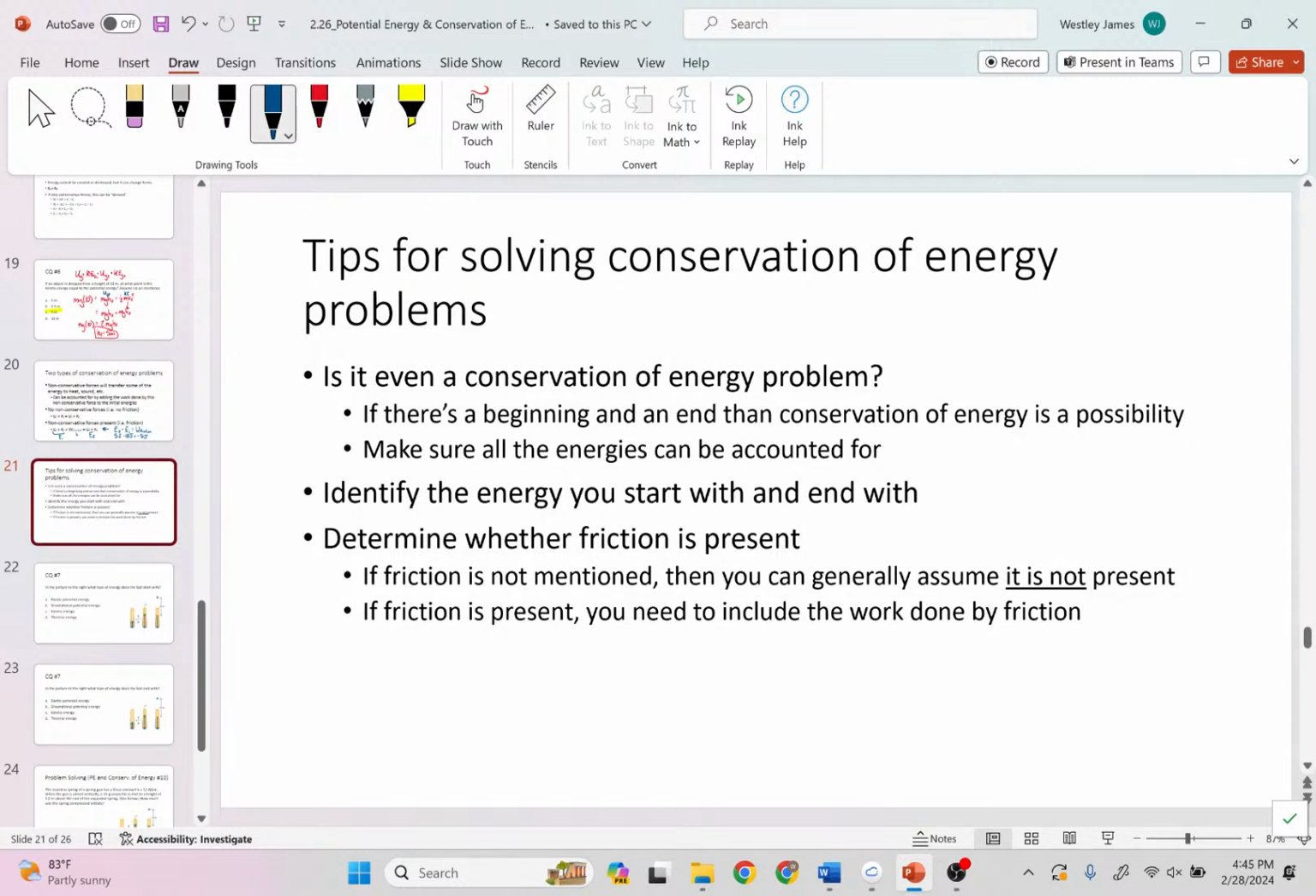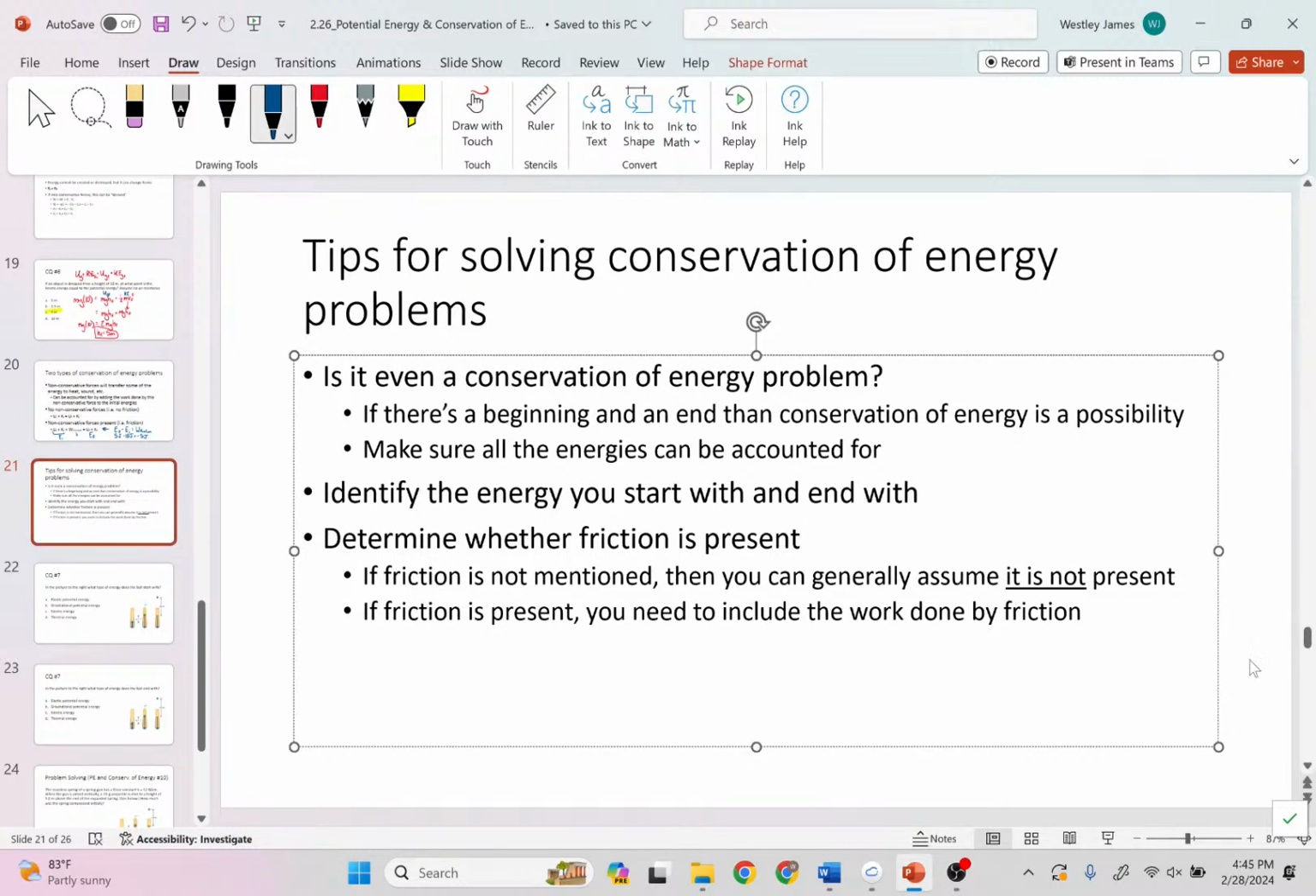Identify what you start with and end with. Determine if friction is present. If it is present, just figure out how much I lost. Figure out what I started with, figure out what I ended with. Whatever I lost went to friction. And that's kind of the narrative for how to go about this.